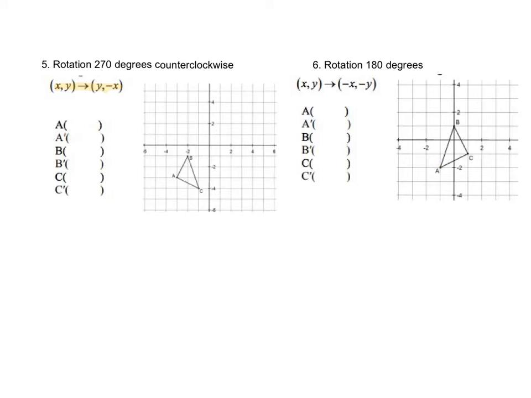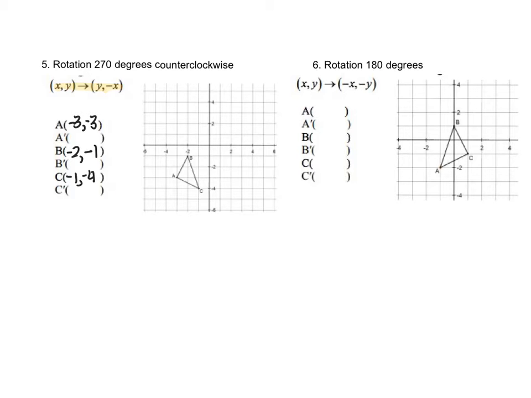So let's start by listing our original points. Point A is at -3, -3. B is at -2, -1. And C is at -1, -4. So if we look at the rule for a 270 degree counterclockwise rotation, we switch x and y and then make the original x its opposite sign.